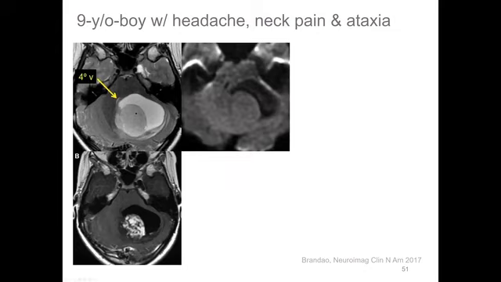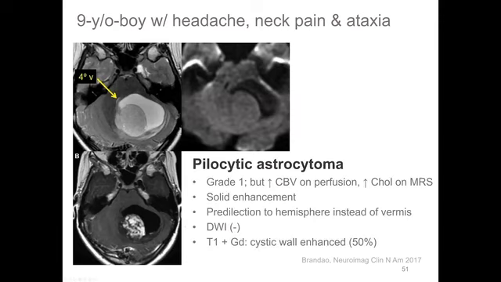For example, in this case, we see a complex solid and cystic tumor in the cerebellum. You can see the fourth ventricle is compressed and there's no restricted diffusion. The solid part shows very good enhancement. So this is a pilocytic astrocytoma. Diffusion is very helpful to differentiate between low-grade and high-grade tumors. But perfusion or MRS might not be very helpful, because the solid part of a pilocytic astrocytoma can also show increased blood volume and increased choline. So it might not be able to differentiate between pilocytic and high-grade tumors. Again, there's no restricted diffusion, which is very helpful.